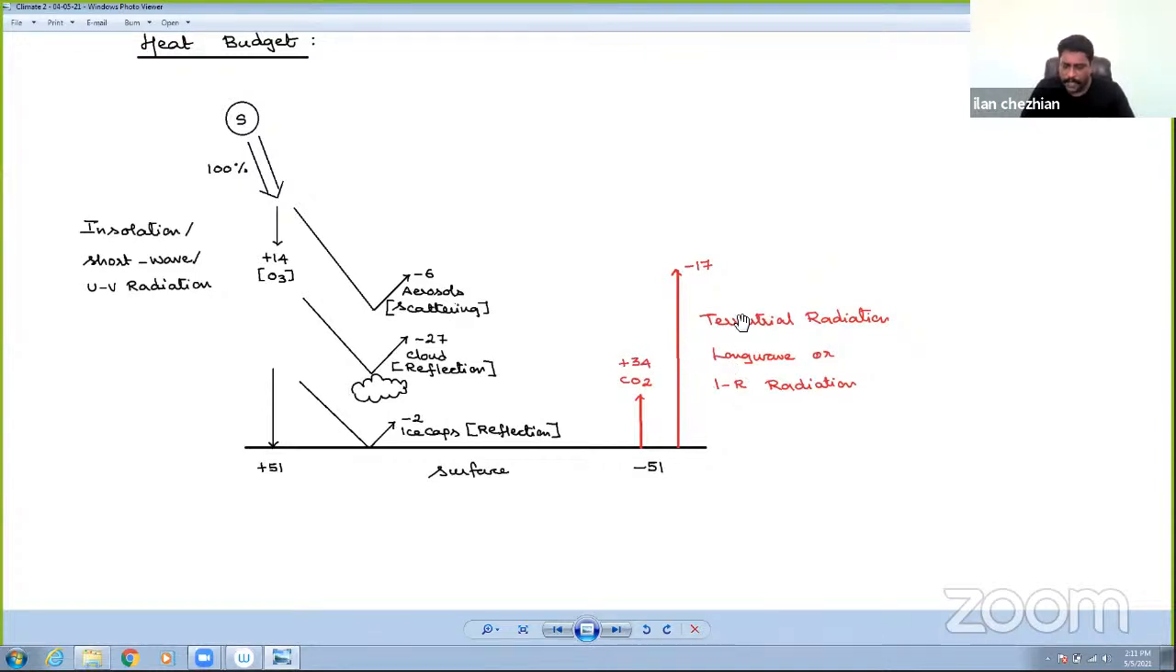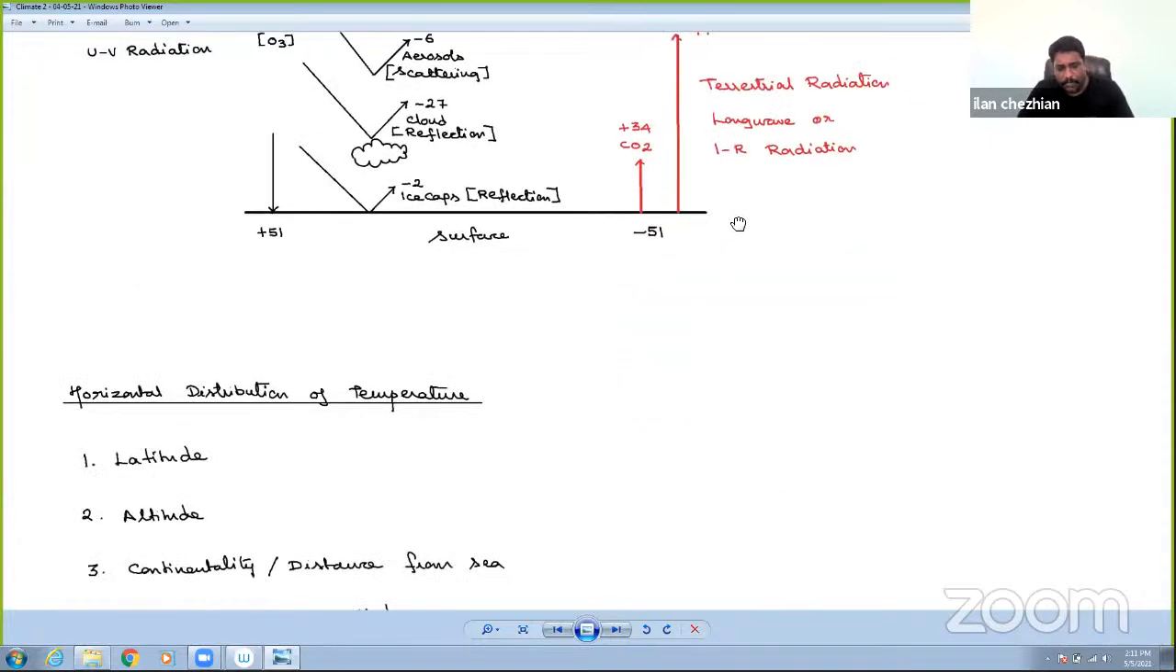So when I talk about this liberation back to the exo-atmosphere in the name of terrestrial radiation, 17% of it escapes directly, my friend. What is remaining? Remaining 34. This 34 is temporarily absorbed by gases like carbon dioxide. Is it only carbon dioxide? If you ask me, no. All greenhouse gases put together absorb or retain this 34% of the total energy that the Earth as a system receives, my friend. Okay. So we have seen the heat budget as a concept.